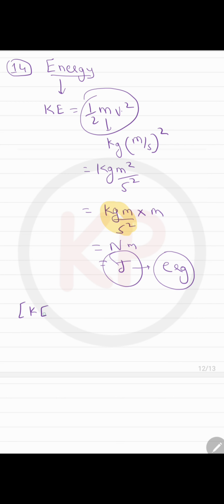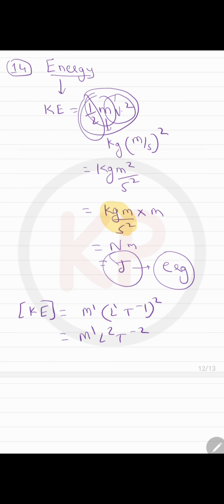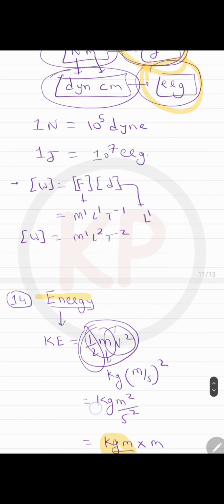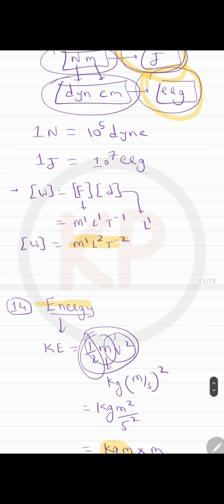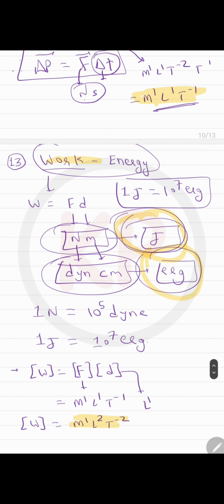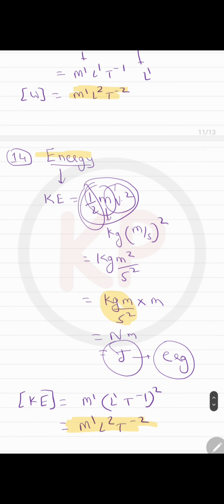The dimensional formula of kinetic energy: this half has no unit. Mass has dimensions of M1. Velocity becomes L1 T minus 1, the whole square. So this will become M1 L2 T minus 2. This is the dimensional formula of energy, and the same dimensional formula is there for work also. So work and energy both have the same units and dimensions.